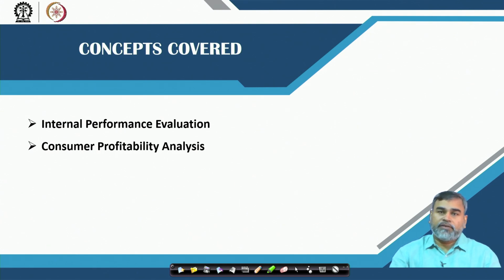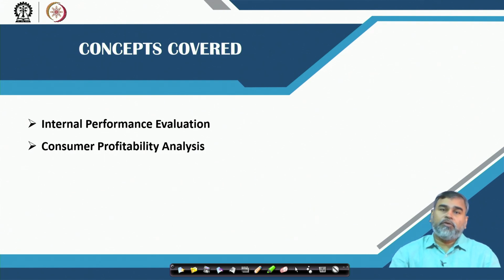Whenever the commercial banks are doing different lines of business, what exactly are the different parameters or factors we should consider whenever we are measuring the performance of the different lines of business? And second, another thing also: how the customer or consumer profitability analysis can be made.